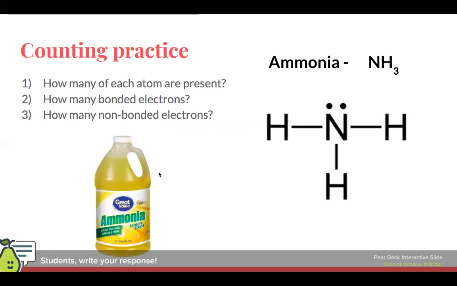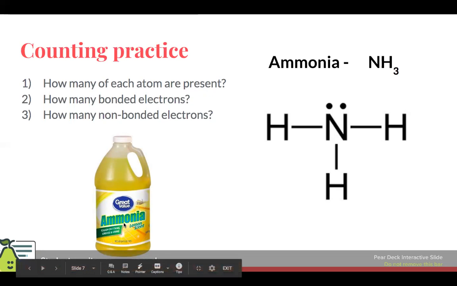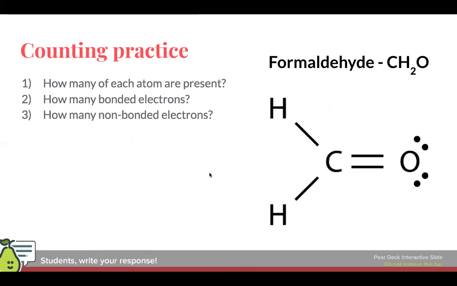Ammonia is used as a cleaning agent. So if you're ever like, ooh, I need something that smells lemony fresh, ammonia doesn't smell lemony fresh, but you can get it with a little bit of lemony smelling molecules mixed into the solution of ammonia that'll help you clean your floors. Great for cleaning tile.